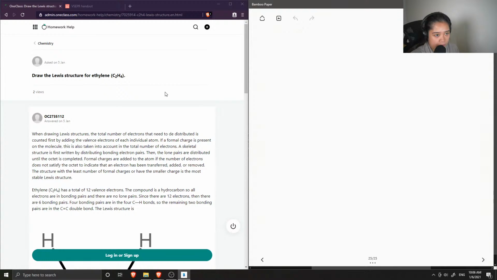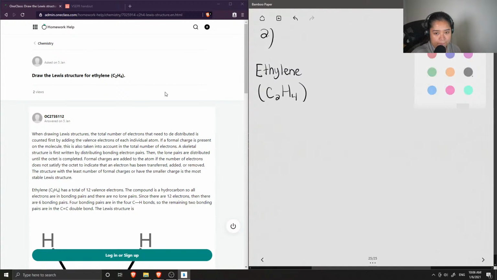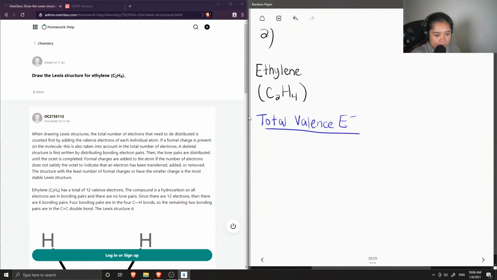Okay, so question 2 is to draw the Lewis structure for ethylene. Ethylene is C2H4. First, let's find out the total valence electrons for this molecule. A carbon atom has 4 valence electrons, and there are 2 of them, so this is 8.